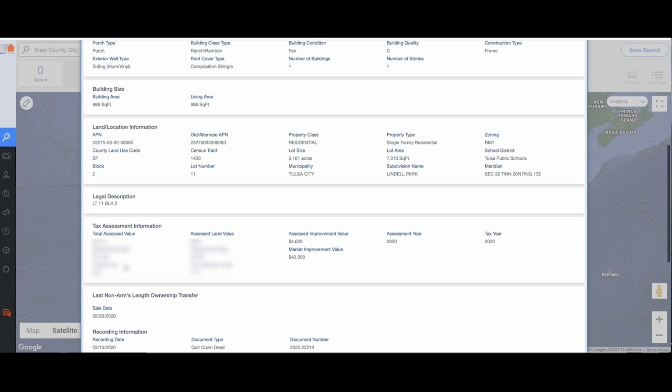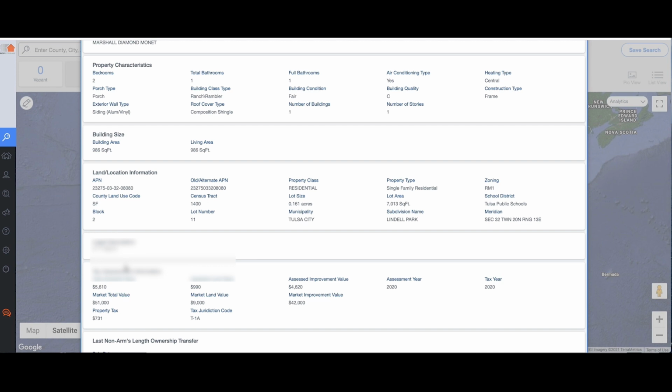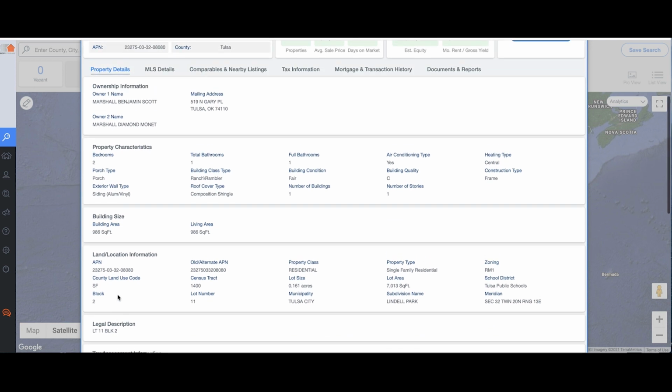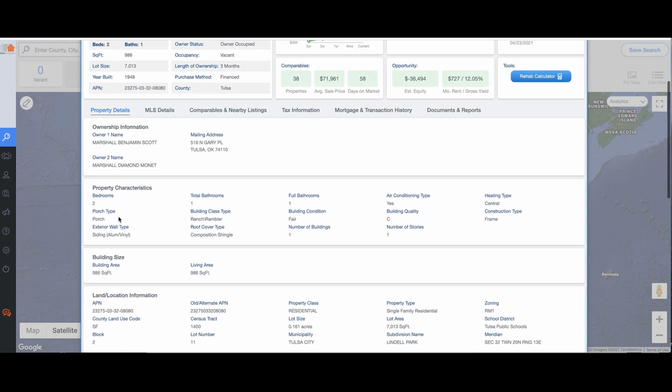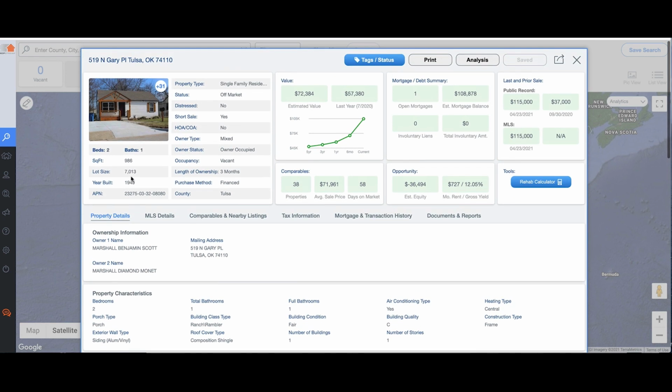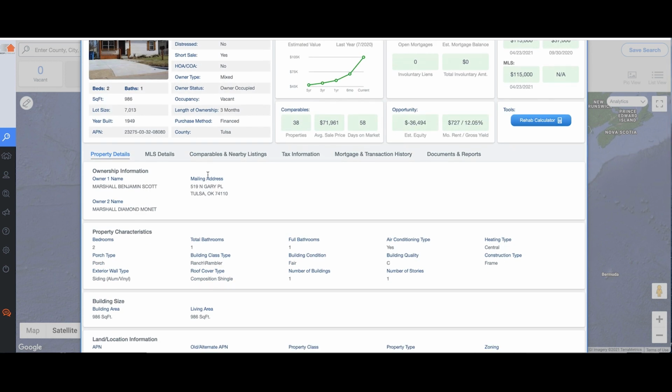Usually they would have a price at which they bought it in here. For this one, they don't. And again, some of this is because of what was available at the county level. So yeah, I don't see what they bought it for on this one, unless I'm missing it, which I totally could be.